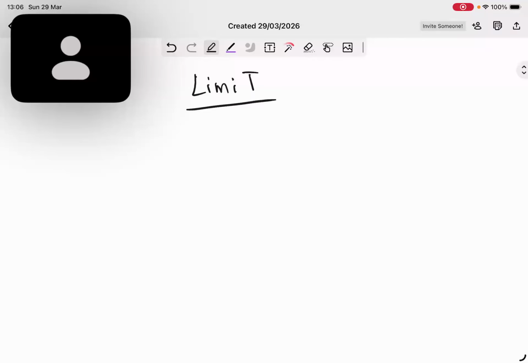Vertical, horizontal asymptote, and then domain of rational function. So today, whether we like it or not, we are going to be looking at limits.